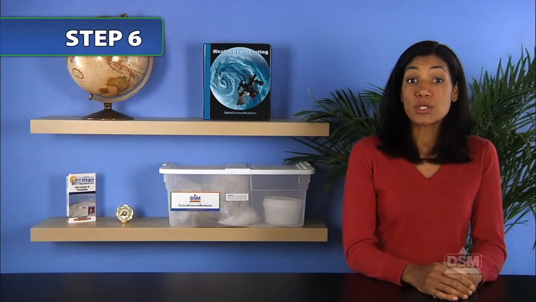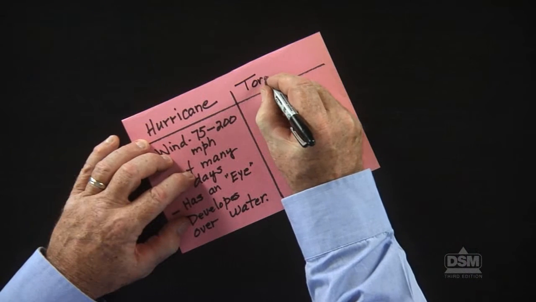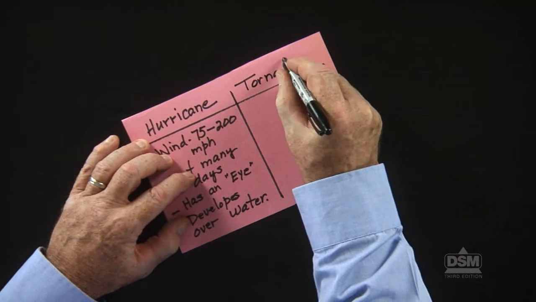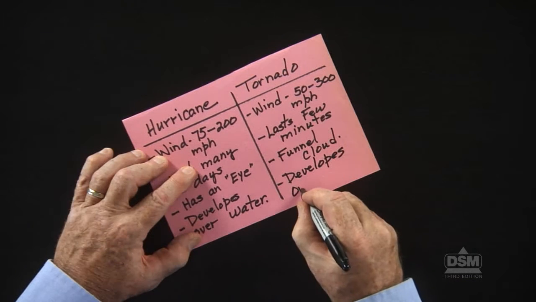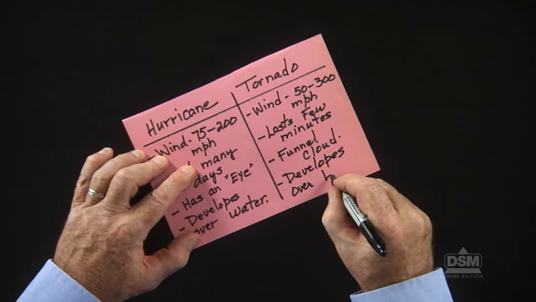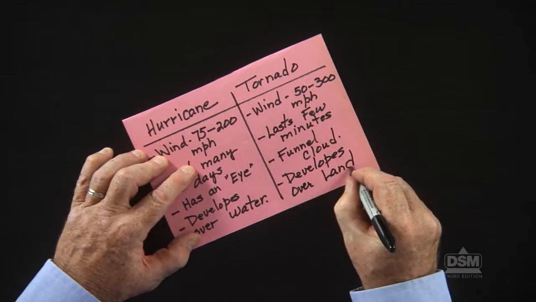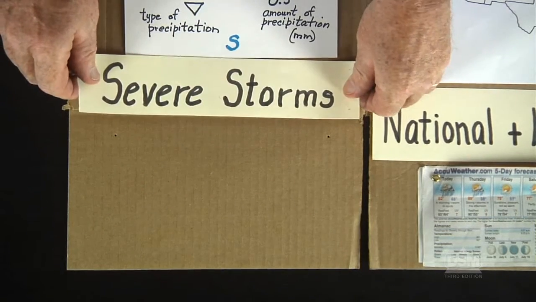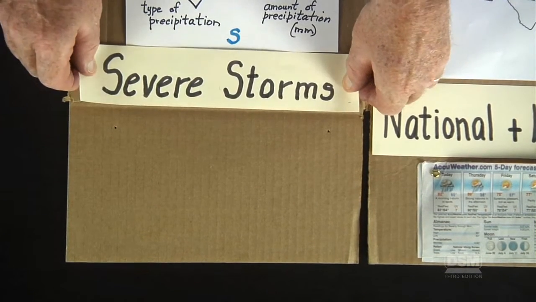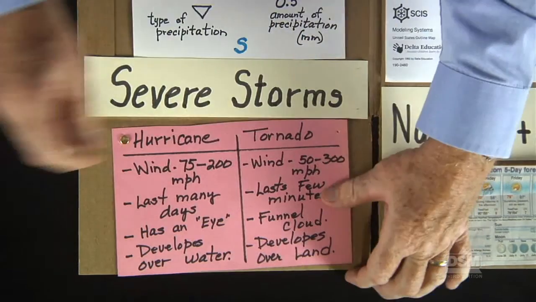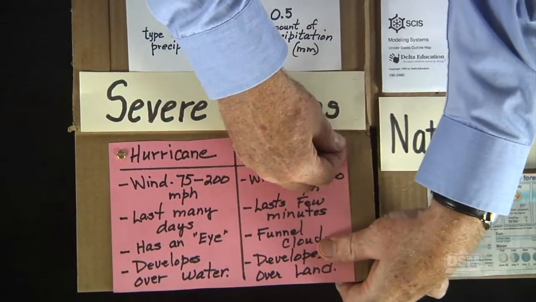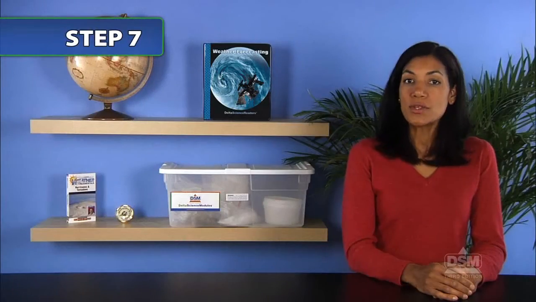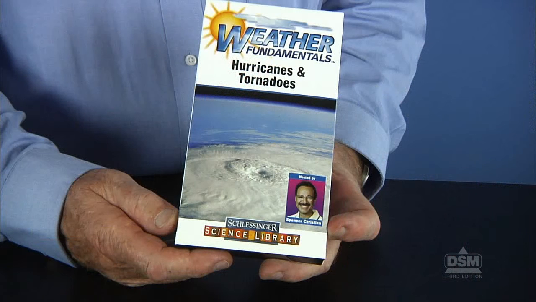Have teams write tornado on the upper right half of the construction paper, and then list the characteristics of this type of severe storm below the heading. Ask teams to retrieve their weather stations. Write the heading Severe Storms on the lower left panel of the station and attach the chart below the heading. Next, show the video on hurricanes and tornadoes. Then discuss what the students saw.